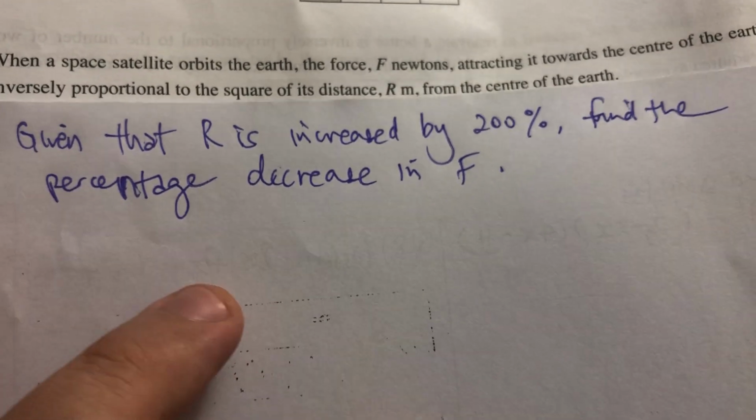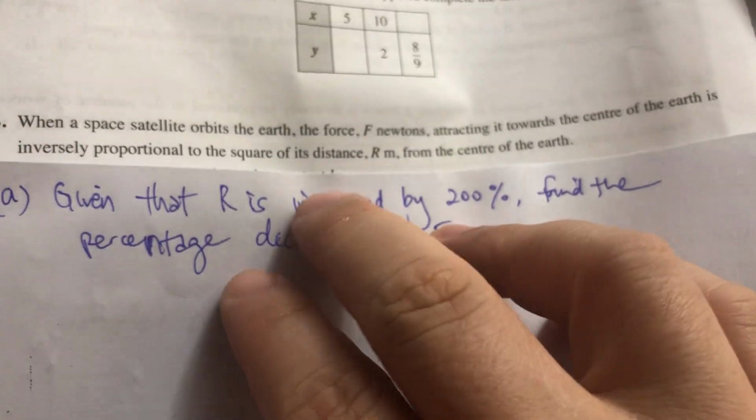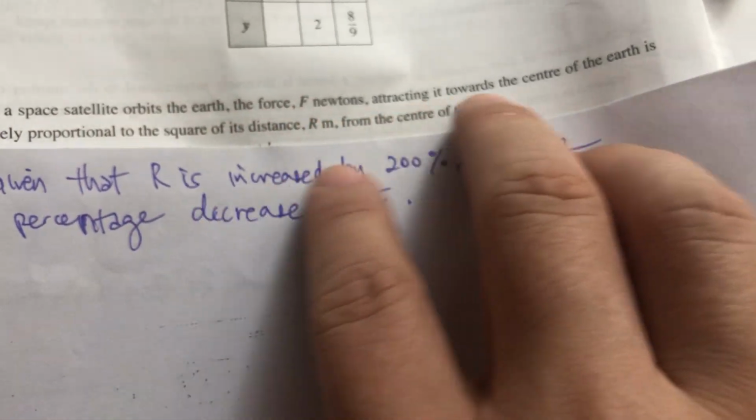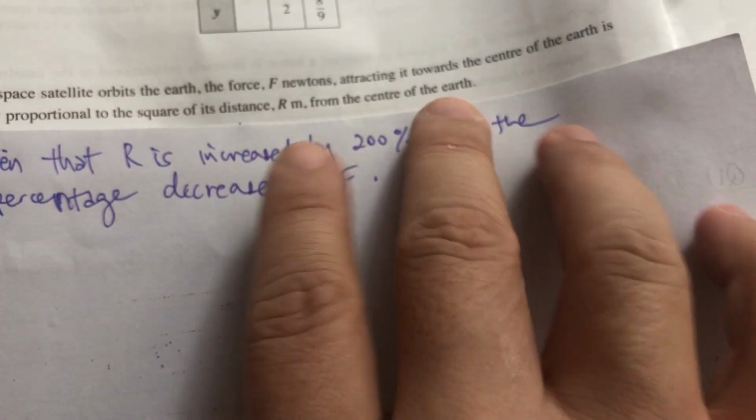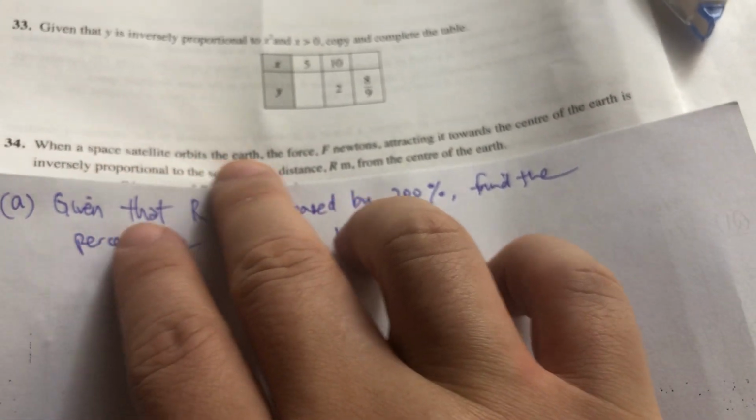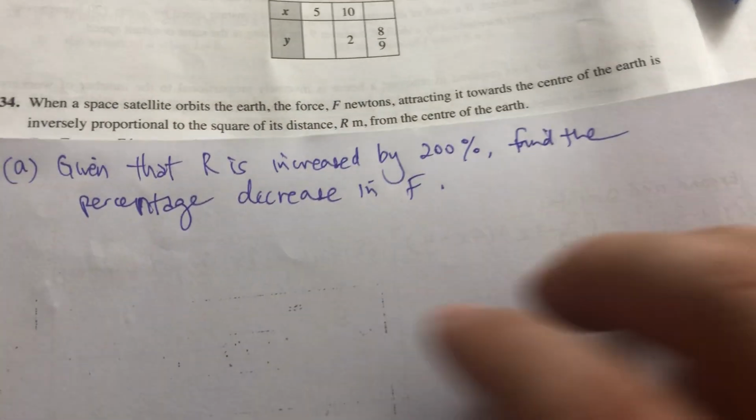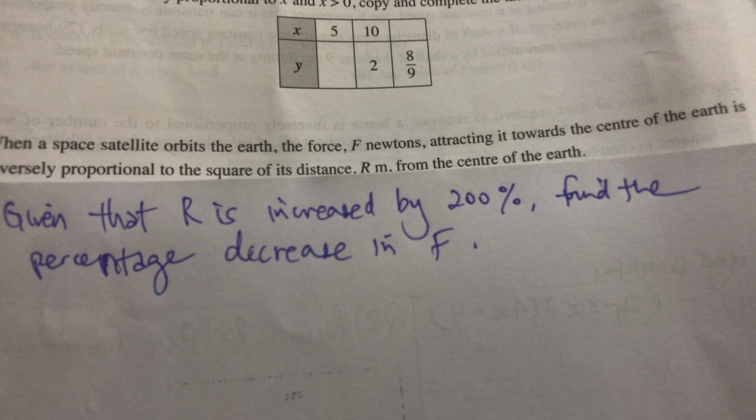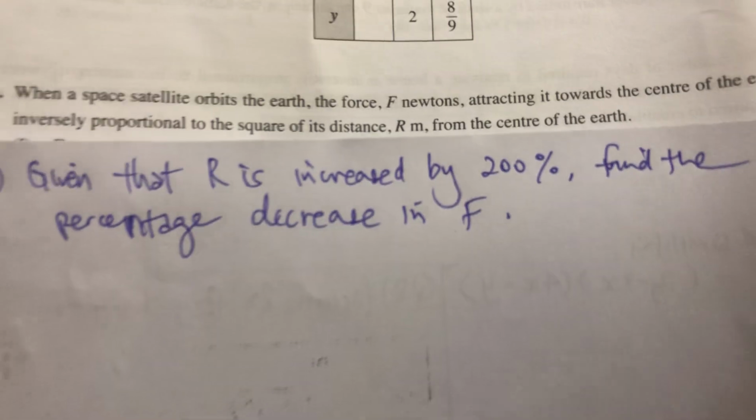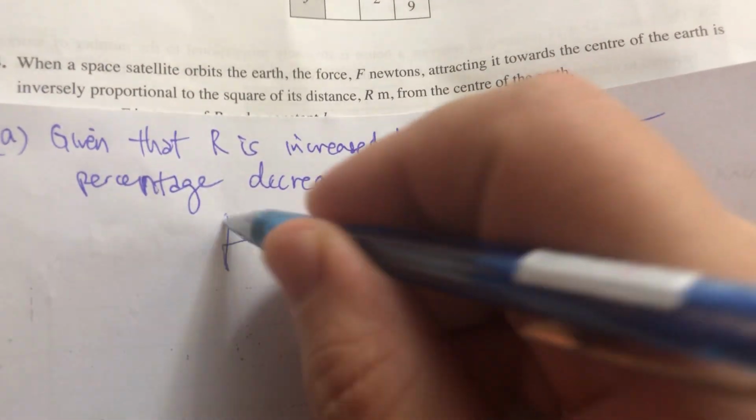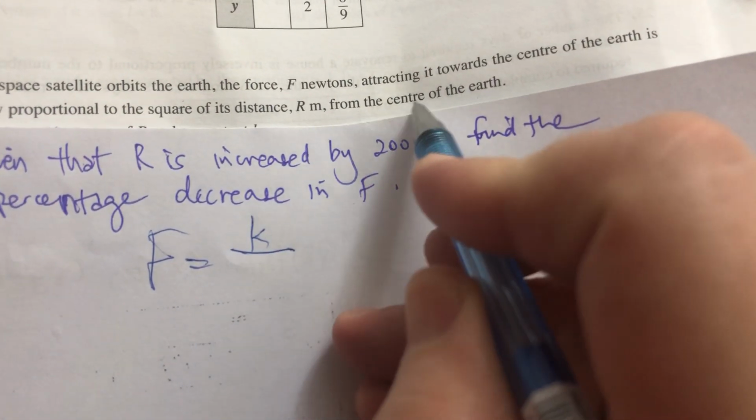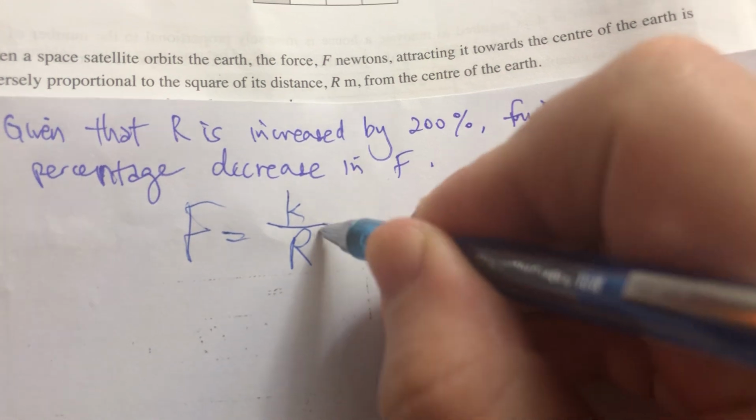You need to have, first of all, the equation. So you need to read carefully. When this spaceship orbits, all this long story, you don't really have to bother much. You look out for the keywords. The very first unknown is F, right? F newtons is inversely proportional. So that is the important thing. F is inversely proportional to the square of its distance r. So it's not just r, it is r squared.